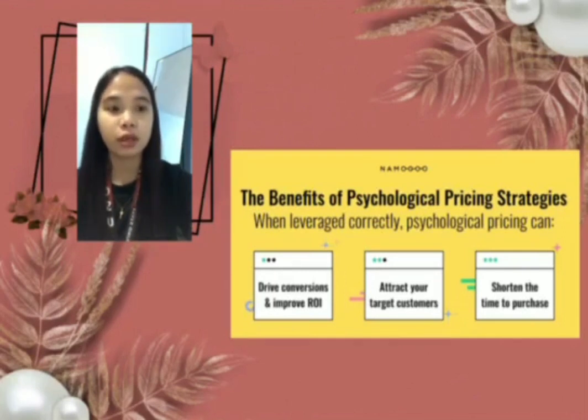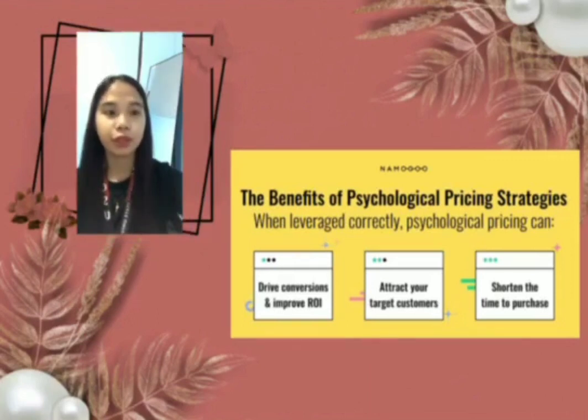Now, second, psychological pricing captures attention. These strategies help your product stand out and get noticed by consumers. More eyes on your product translates to more potential sales. So once you figure out your customers' interest, you just have to highlight your product and features to snag the conversion.